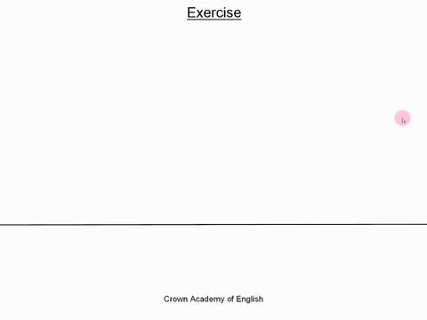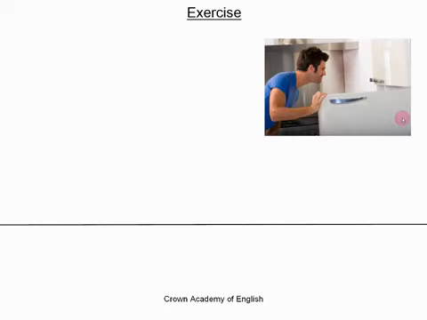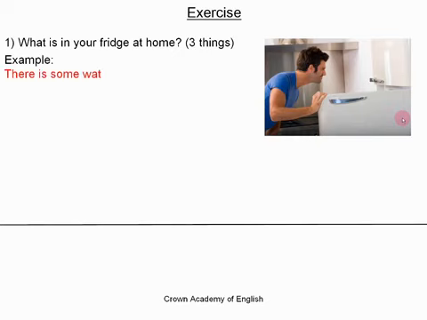And now I'll give you an exercise. So, question 1. What is in your fridge at home? I would like you to give me 3 things that are in your fridge. So, my example is there is some water. Okay, so I want you to answer that.